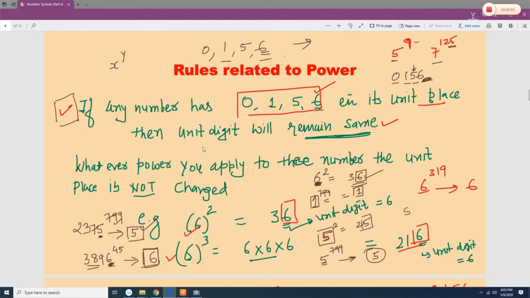Then 5 to the power 3. Then it is 125. So this is 5 and the unit digit of 125 is also 5. So whenever 0, 1, 5 or 6 is at the unit place, the unit place will not change irrespective of the power.